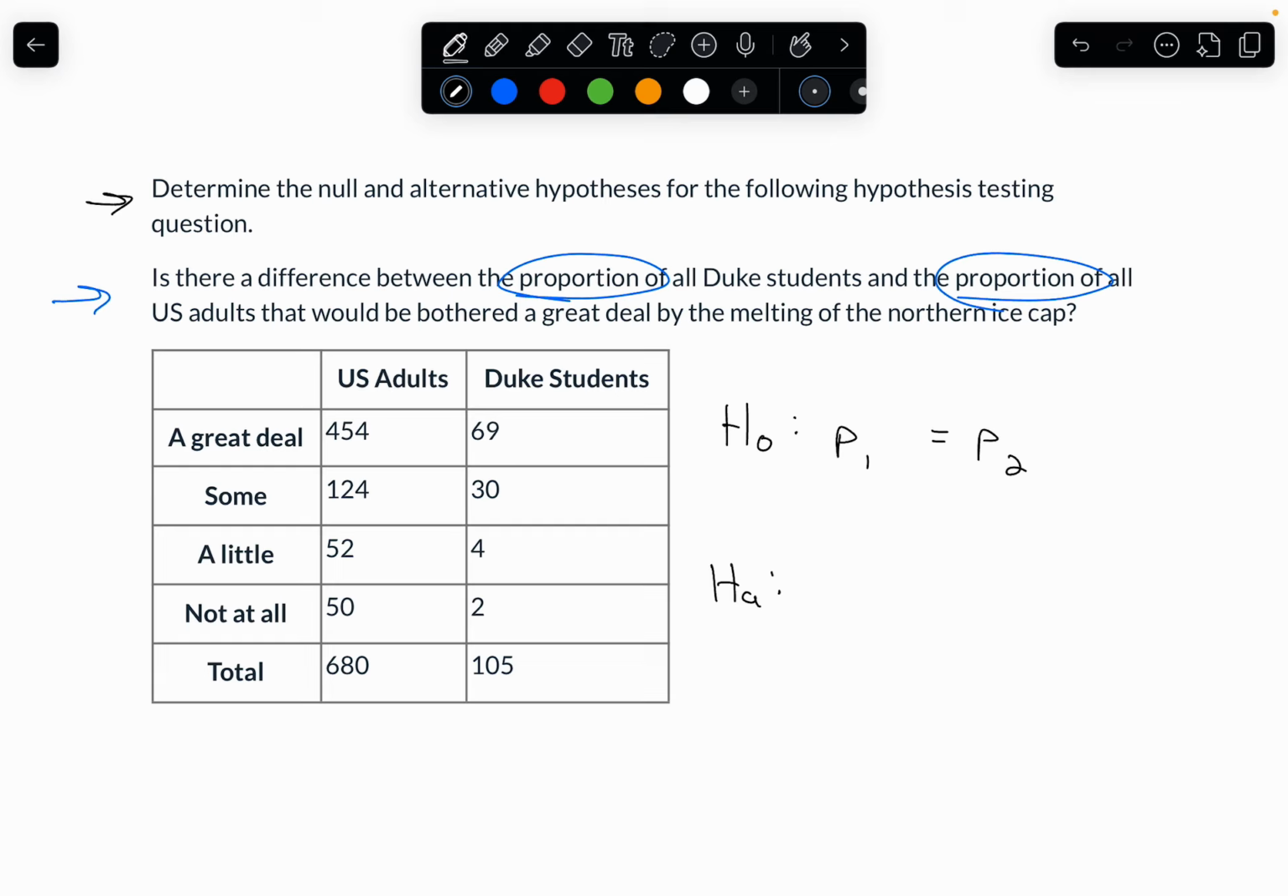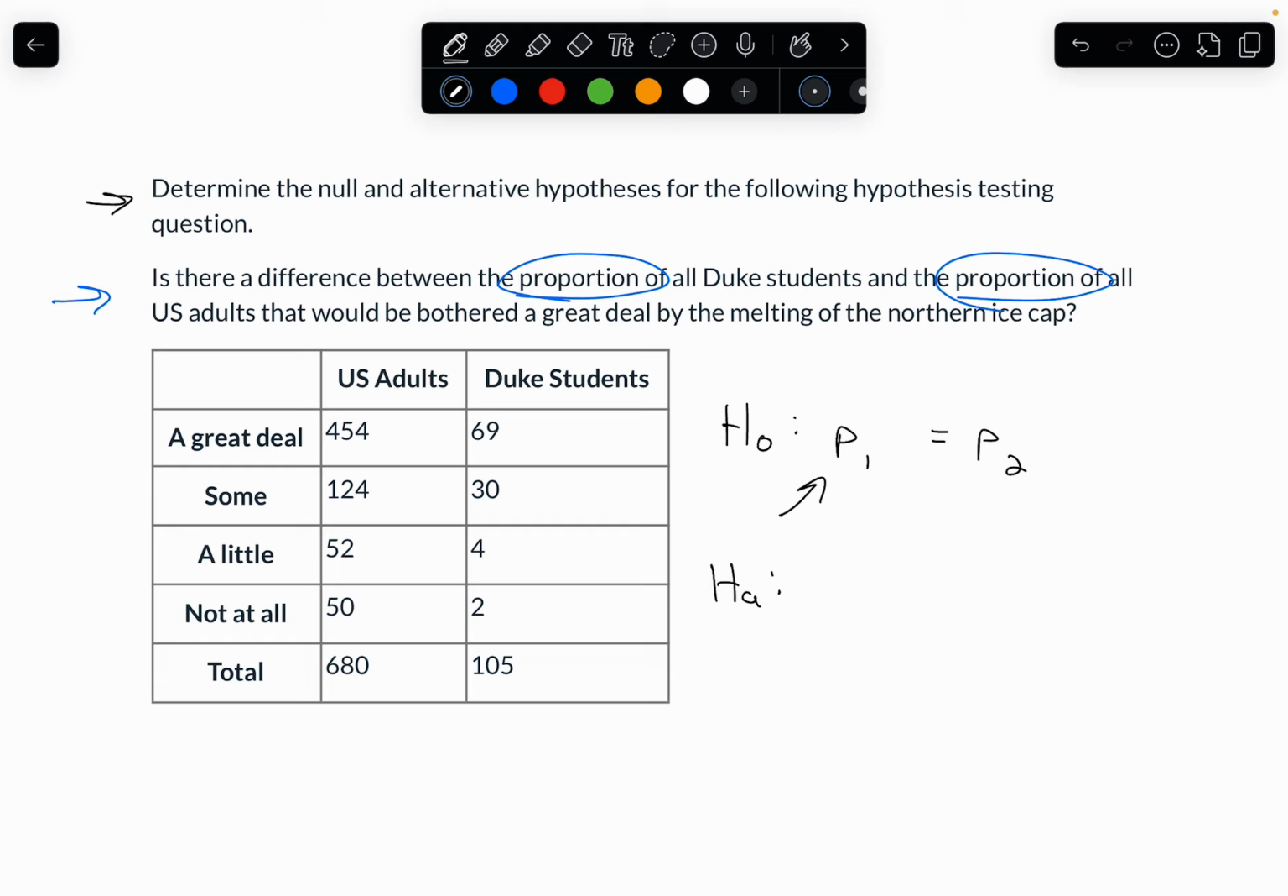Now, we're operating under the assumption in these types of hypothesis testing problems that the null hypothesis is true. So what we're going to begin this problem by assuming is that the two proportions are in fact the same, and then we're going to see, well, what happens if that's true? What conclusions do we arrive at if that's true?